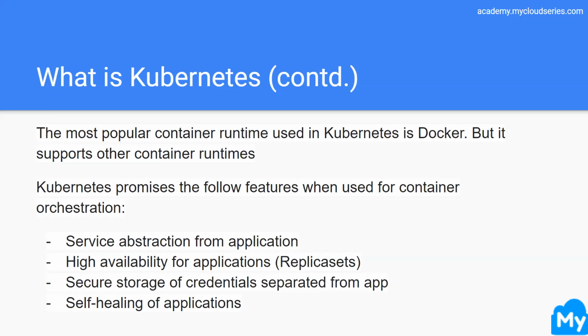One of the features is service abstraction from the application. What does this mean? When you deploy an image as a container, most of the time you bind the port to that container so that they can actually expose it as a service. Now, when you are doing it in Kubernetes, they are actually separate entities, the service and the container.